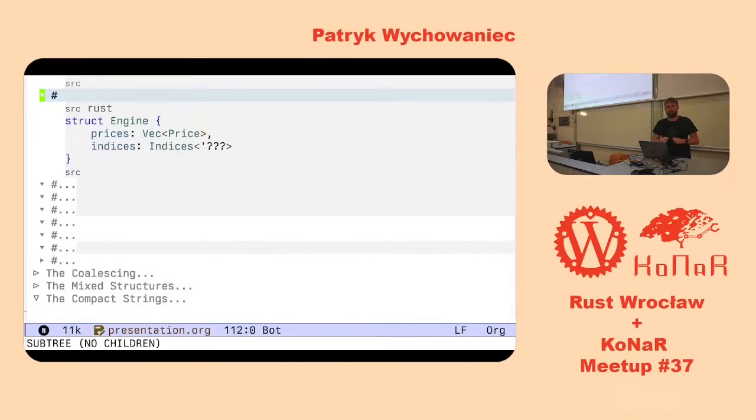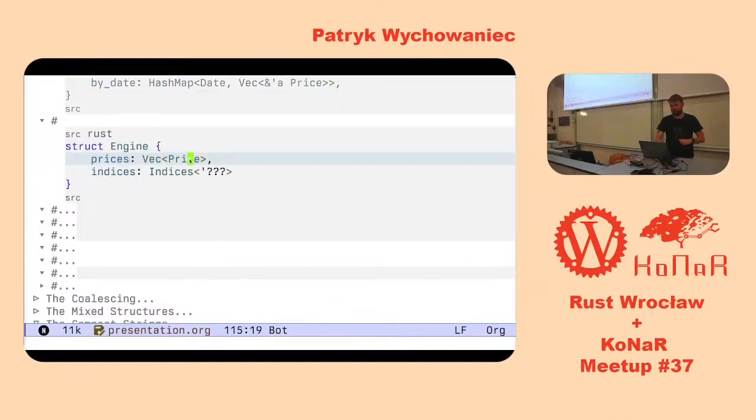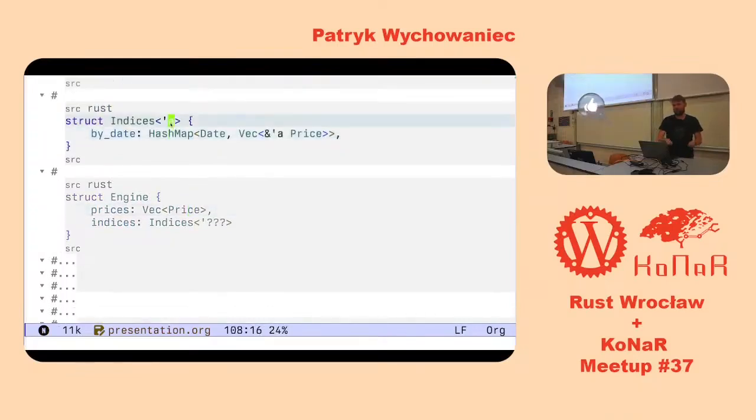But the problem with this approach, with lifetimes, sorting them this way, is that if we were to actually model this sort of struct engine that contains all of the data, you would quickly stumble upon a problem known as self-referential struct. So we have those prices, which are owned, then we have those indices, which contain borrowed data. And the problem is that we cannot actually name the lifetime in here, because if we were to try to name it, this is sort of like self.prices.